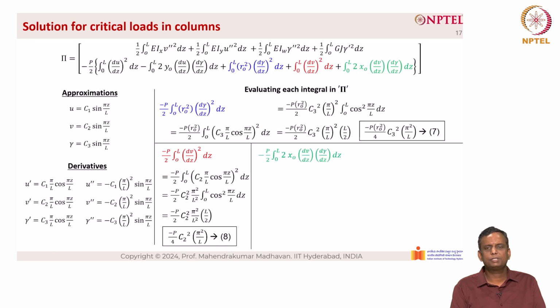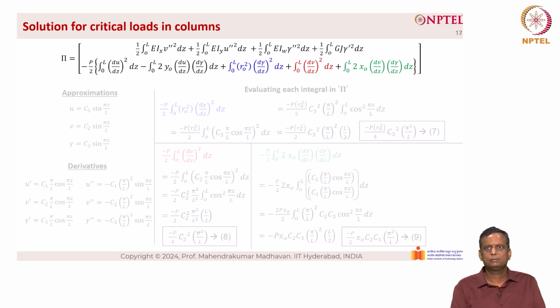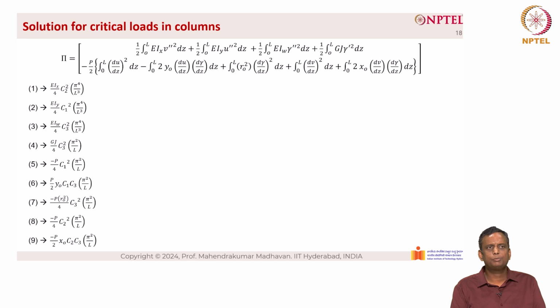The last equation is equation 9, which is minus P by 2 into the integral from 0 to L of 2x0 into dv by dz into d gamma by dz into dz. So we substituted and simplified this further, and we get the simplified form, which is minus P by 2 into x0 into C2 into C3 into pi square by L, which is equation 9. All the equations 1 to 9 have been listed on the left hand side of the screen.